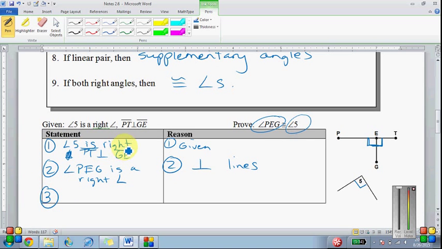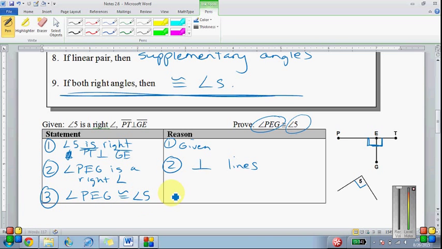So, since angle 5 is a right angle and angle PEG is a right angle, up here we said if I have two right angles, then those angles are congruent to each other. So, angle PEG is congruent to angle 5 because they're both right angles.